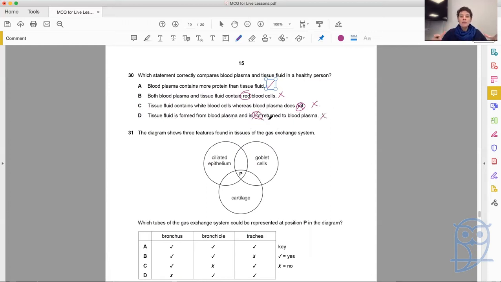Over that capillary bed, we lose the plasma out, we get the tissue fluid, but then we have return at the end of the capillary bed. So we have confirmed our initial result of blood plasma containing more protein than tissue fluid is true, and it is the only correct statement that they have offered us out of all four. So our answer is most definitely A for question 30.